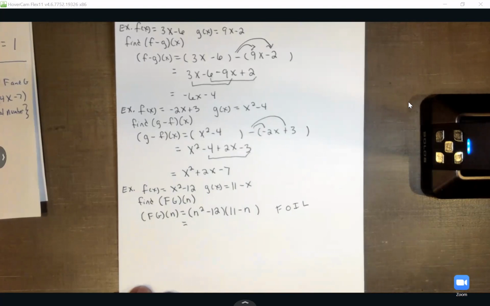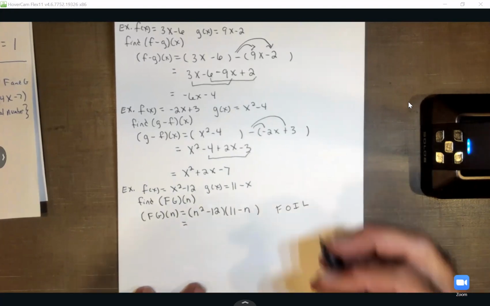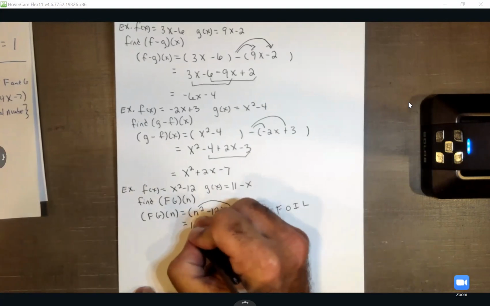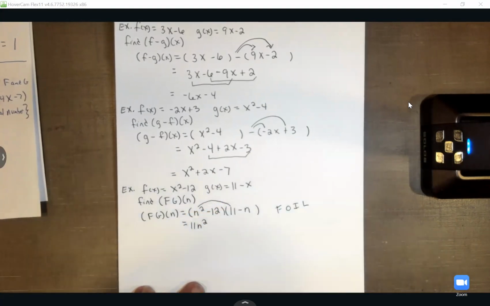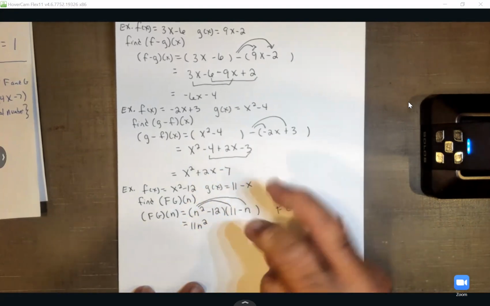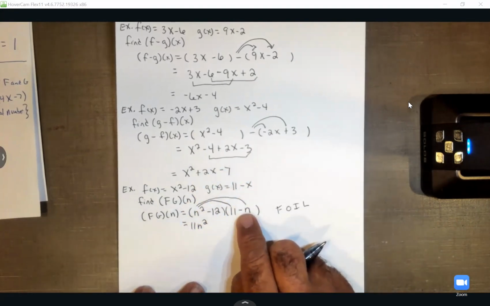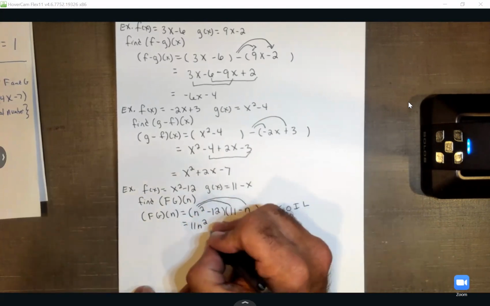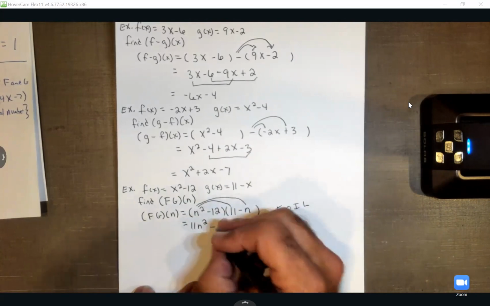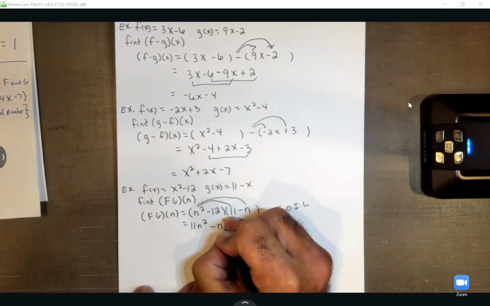We get to FOIL. So we're going to take our n squared times 11. That'll be 11 n squared. N squared times a negative n. Now keep up with these signs. A positive and a negative will make that negative. And then the n squared times the n would be an n to the third.